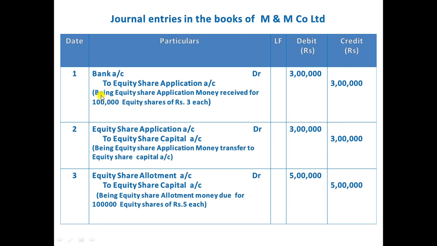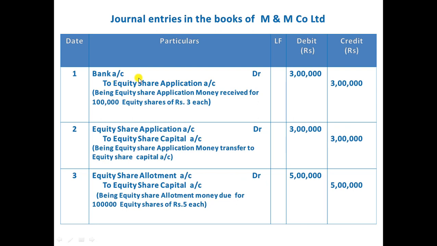After recording this we need to write the narration. It is a small note of this transaction. Being equity share application money received for 1 lakh equity shares of rupees 3 each. So the company received application money through bank from the shareholders as the first installment.